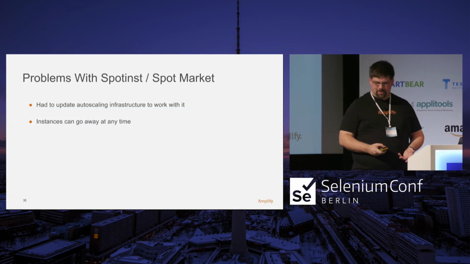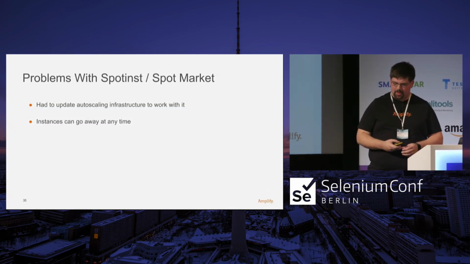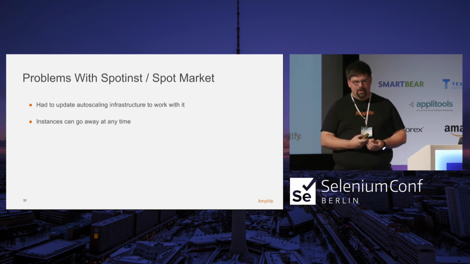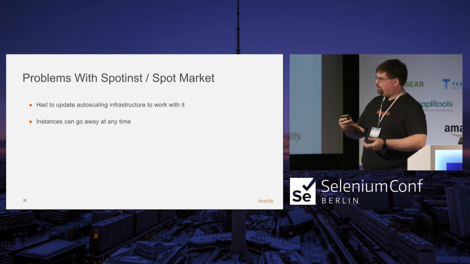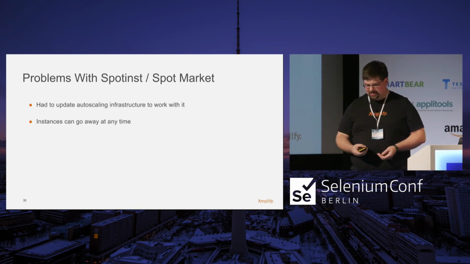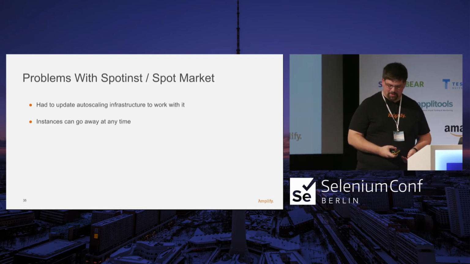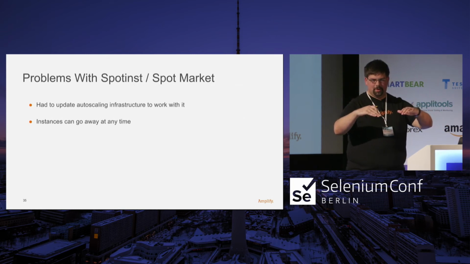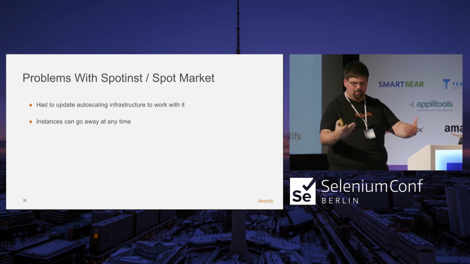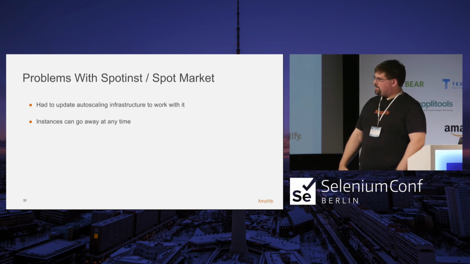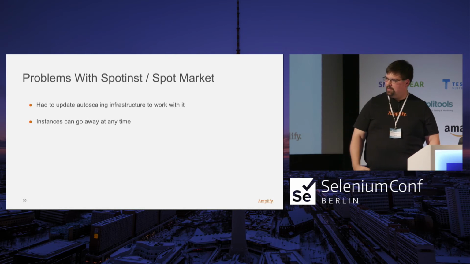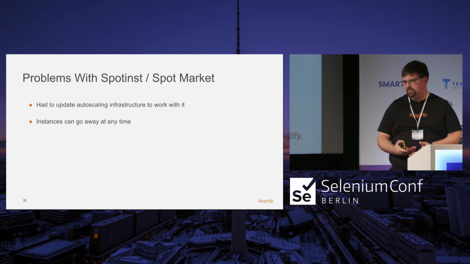So the problems with the spot market still, like I've said, we have our AstroScaler solution. We had to update that to work with it. Spotinst acts as a wrapper around AWS. So it is a new API. You do have to worry about interacting with them. But again, even with Spotinst, we could have 30 minutes notice, but we still have to worry about, what happens if this instance just disappears.